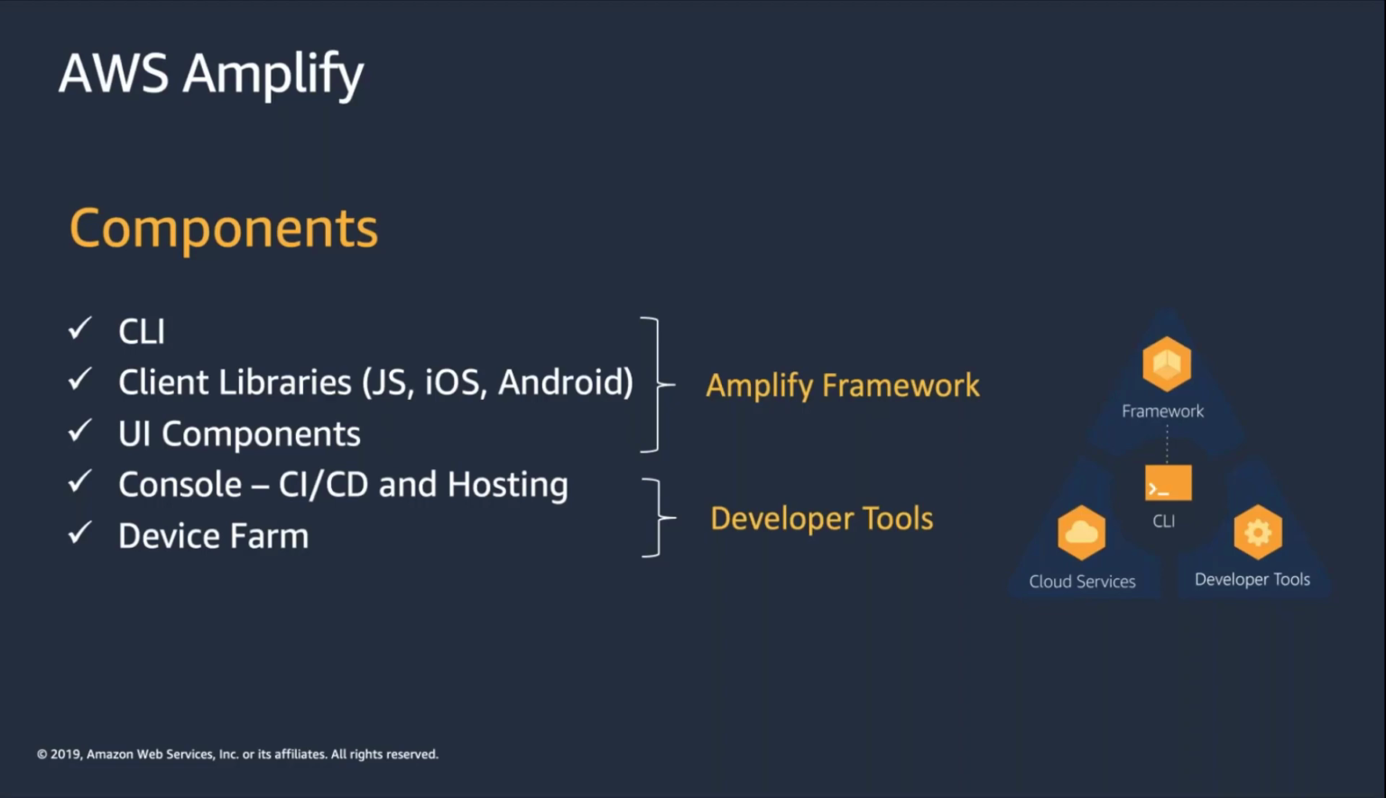What does Amplify Framework comprise? In simplistic terms, it's three things. It's a command line interface that you use to set up and manage your backend. You have a set of client libraries that you use inside your mobile or web applications. So these are front-end libraries that you use to make calls and connect and talk to your backend. And then we have a beautiful UI component library.